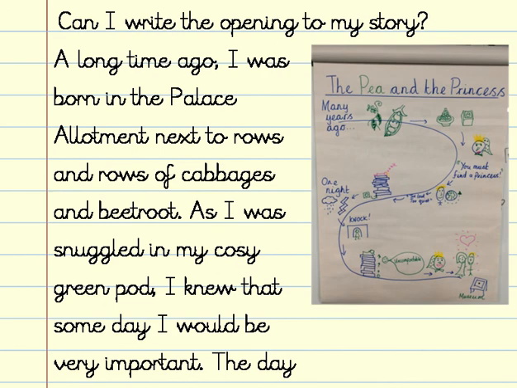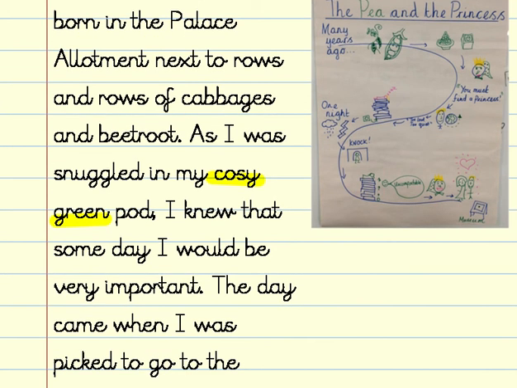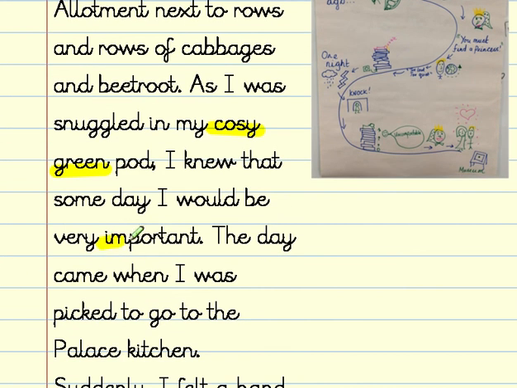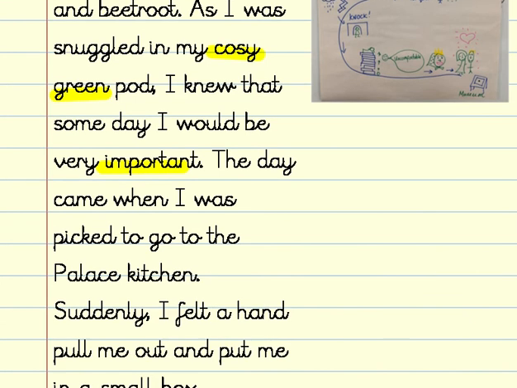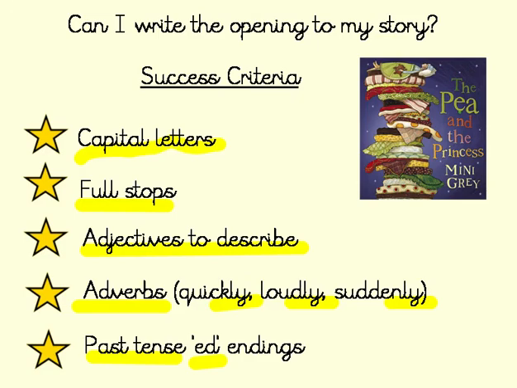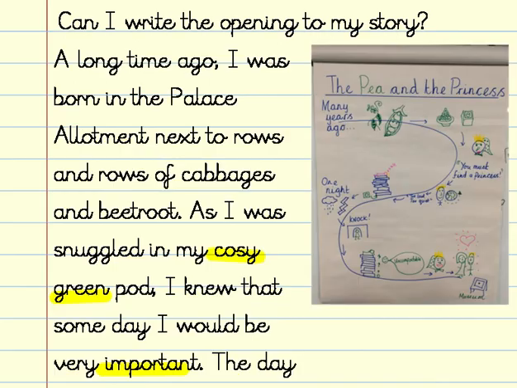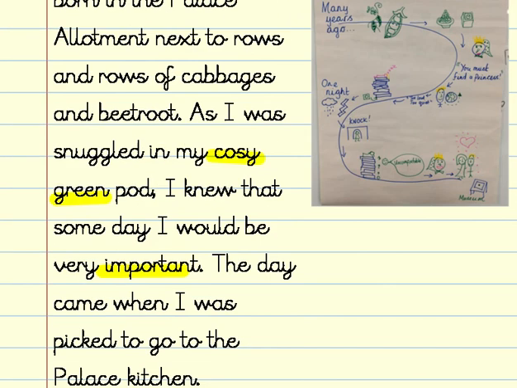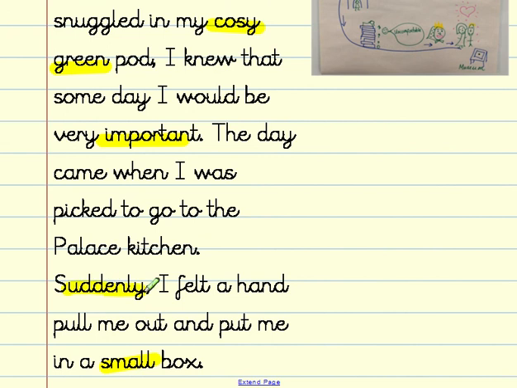Have I got any adjectives? Oh, can you spot any adjectives? Let me see. Oh, yes. I can see I've got cosy and green to describe my pod. And I think that one day I would be very important. Okay. Oh, and small box to describe the box. Have I got any adverbs? Yes. I think I've got one down here. Suddenly. Brilliant.